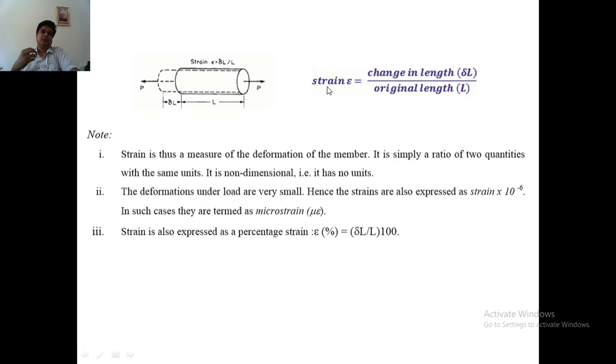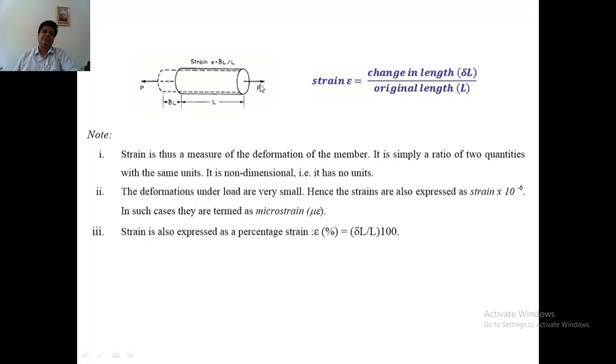Whenever there is a load applied, there will be two things happening in the material. One is the stress, the other one is the strain. Strain is related to the change in shape and size of the material when load is applied. Mathematically, I can say that strain is nothing but change in length by the original length.